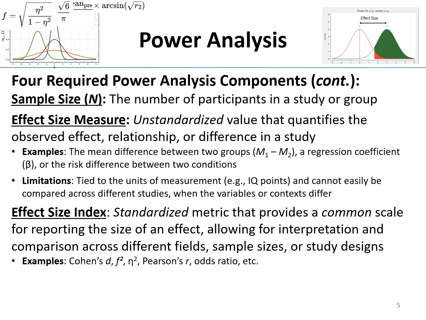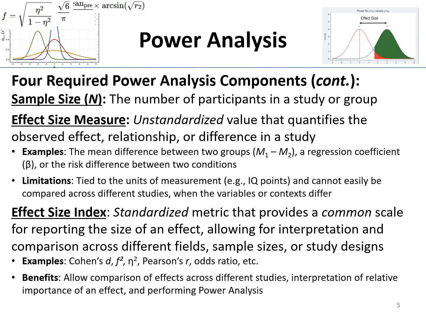So what are some examples of effect size indexes? Cohen's d, which I don't think we've run into yet. Cohen's f squared, which I also don't think we've run into yet. Eta squared. Pearson's correlation coefficient, which we've done, is actually both an effect size measure and an effect size index, meaning you can compare correlations across studies. Odds ratios, and there are many, many others.